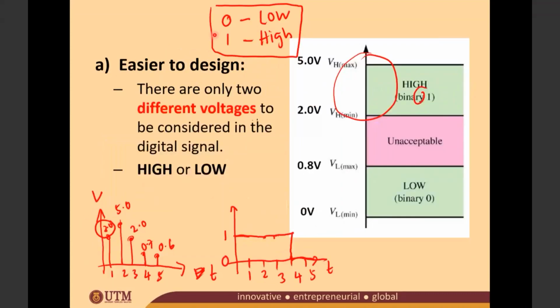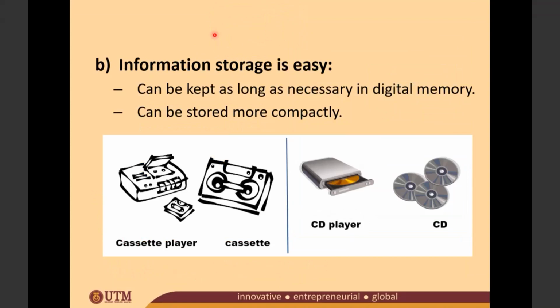Information storage is easy. Okay, so why? Because it can be kept as long as necessary in digital memory and it can be stored more compactly. Okay, contohlah. We have this is an analog system and this is a digital system.